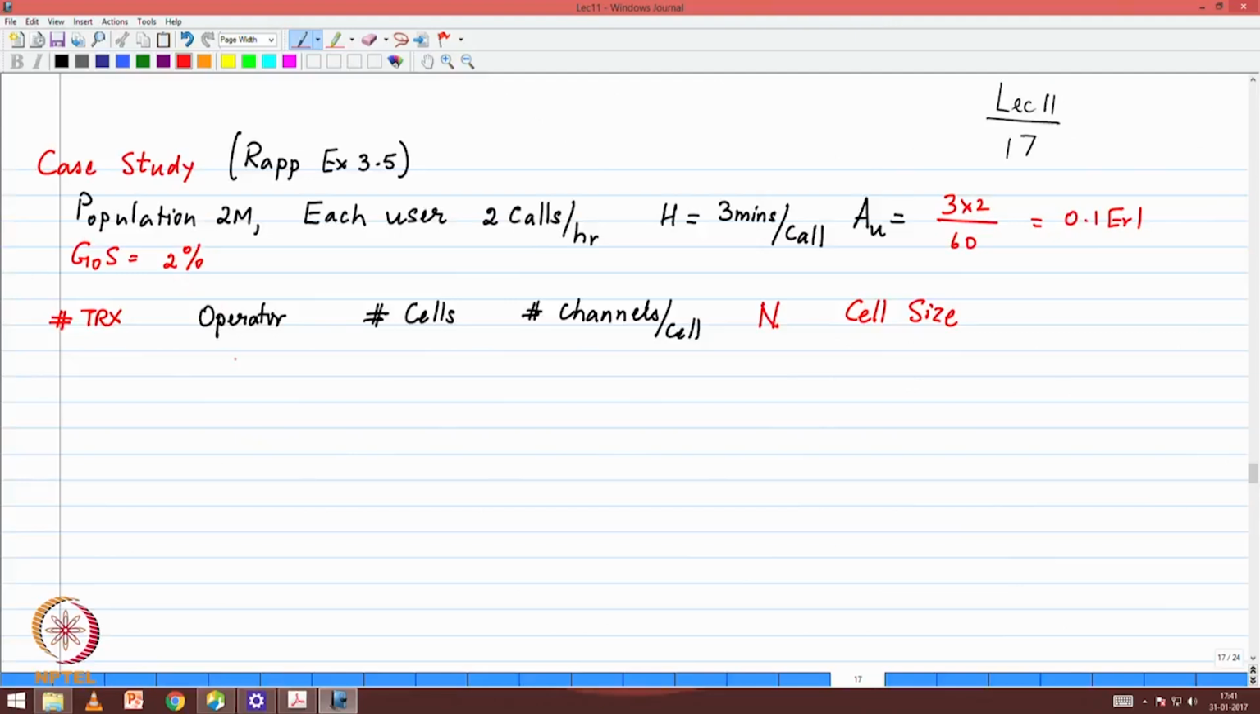Now operator A has designed the full system, has made 394 cells to cover the system, and is getting 19 channels per cell. Operator B has created a coverage with 98 cells. All of them have met the 2% grade of service, and he has 57 channels per cell. And then the third one is operator C. He has created 49 cells, with 100 channels per cell, and has covered the service.